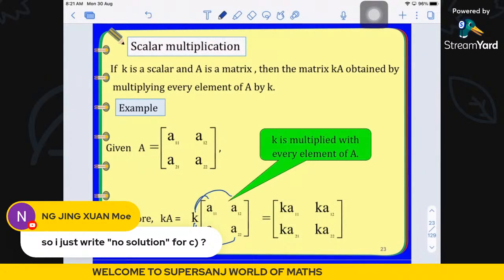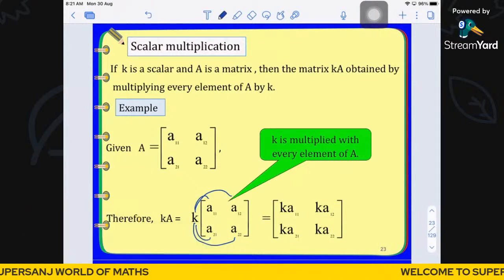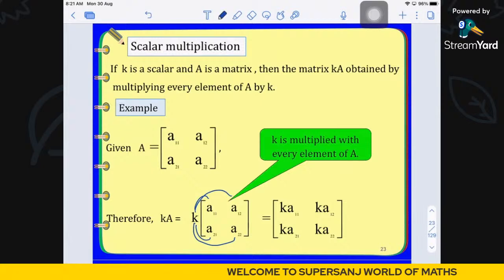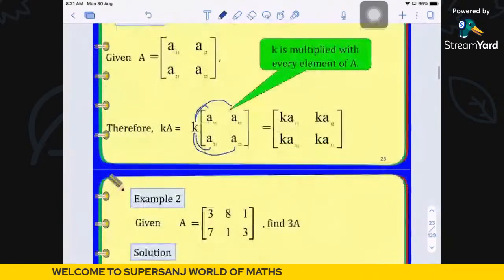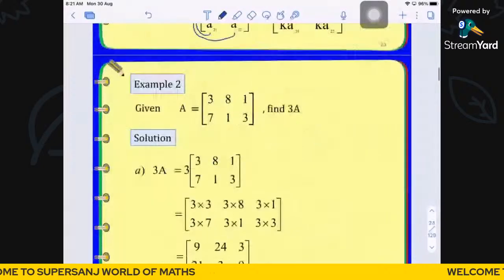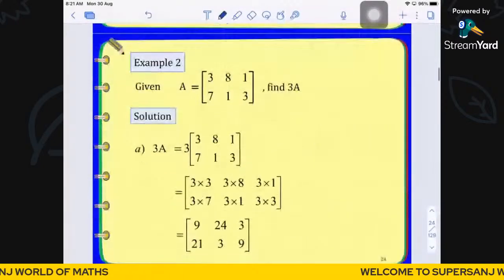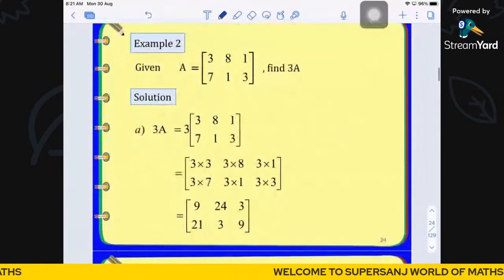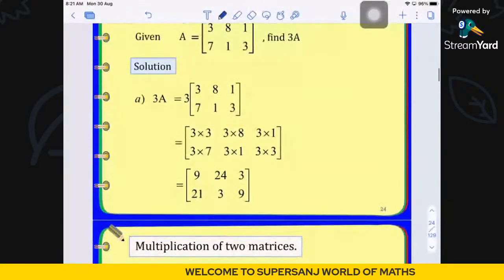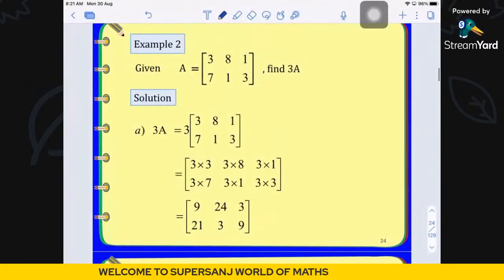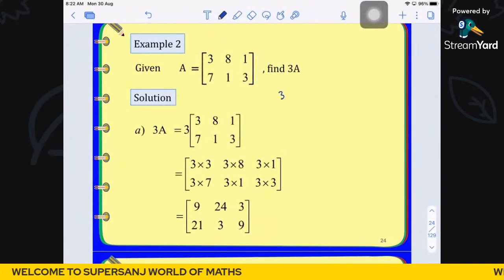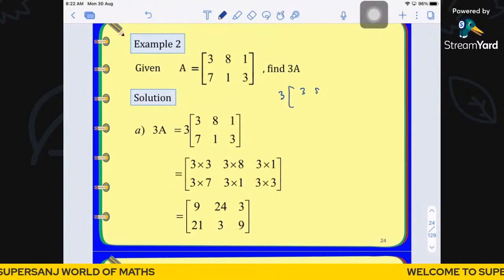Any more problem there? Can? Okay, I move on. I hope I answered your question. Now, scalar means just multiply. If we look at example number 2 over here, let's say it's 3A, then this is 3 times 3, 8, 1, 7, 1, 3. I multiply inside. So I'm going to get 9, 21, 24, 3, 3, 9.